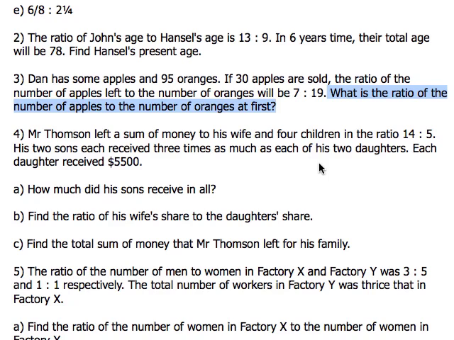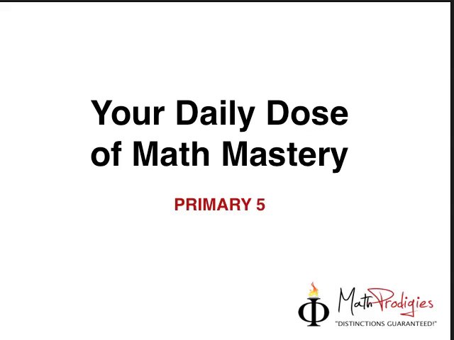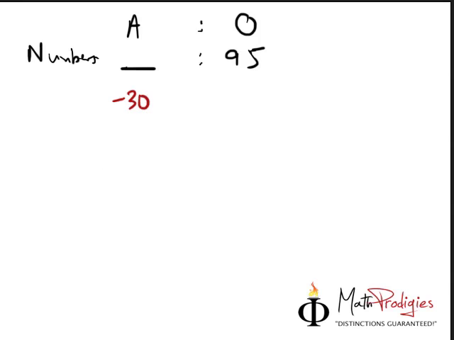Good question. Let's imagine Dan has some apples and 95 oranges. I'm going to write this down for you. Dan has apples to oranges, and we don't know how many there are at first. Let's look at the numbers. This is not ratio, this is numbers. I don't know how many apples, but I know there are 95 oranges. Then they sold off 30 apples, minus 30.